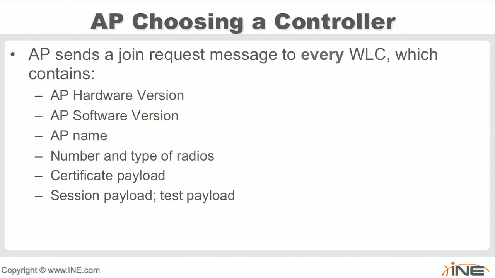So when an AP goes to choose a controller, the AP is going to send a join request message to every WLC which it finds or is returned a possible response from. It's going to contain an AP hardware version, the version of my software, my AP name, the number of radios and the types of radios. So, 3 802.11b/g radios and 3 802.11a/n radios, for instance. And it's also going to contain a certificate payload.